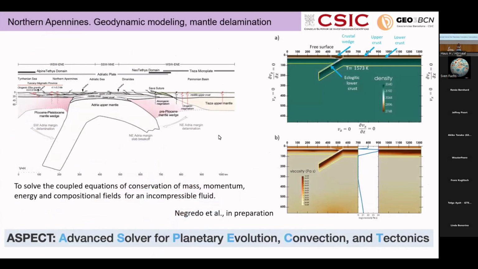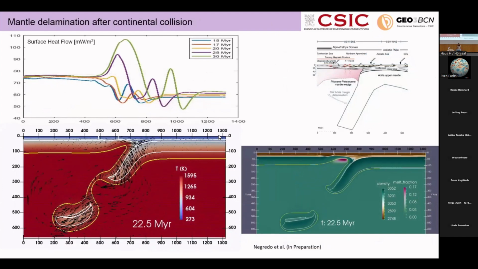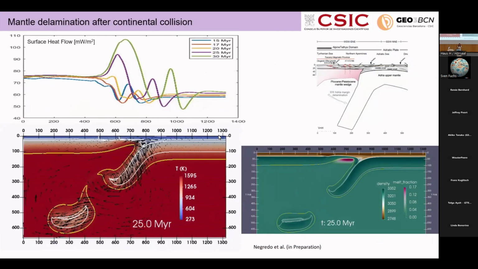And then we did some modeling of how this delamination could happen. I will not show the model itself here, but using ASPECT we could see how a process of delamination is affecting the surface heat flow. That is what I will show in this model. We have this delamination model here. What happens?